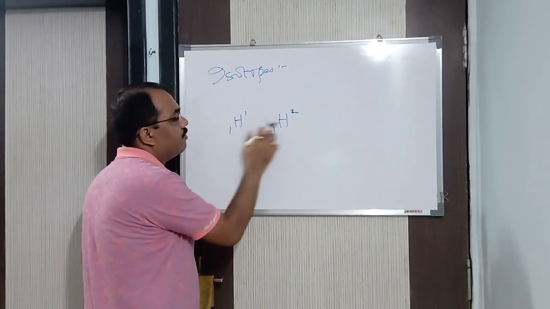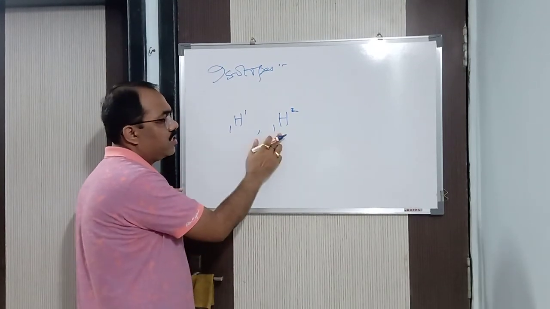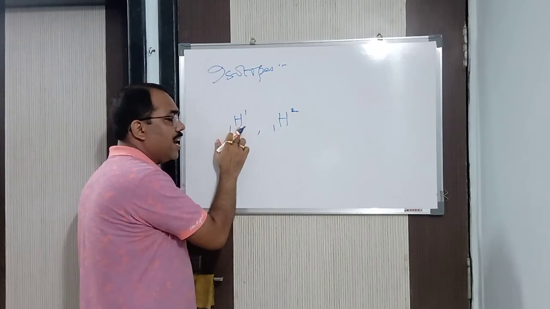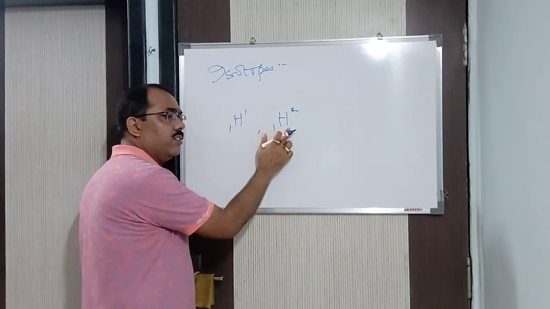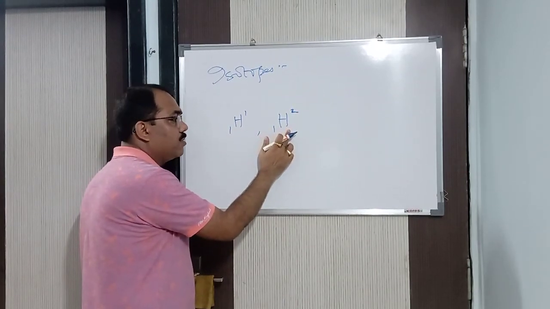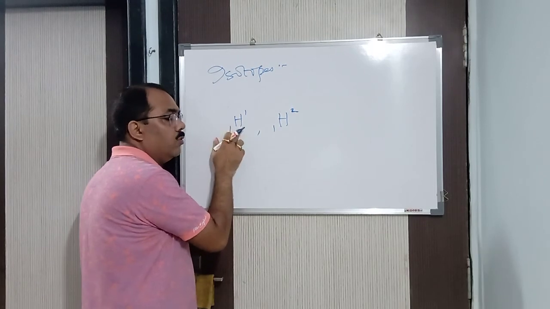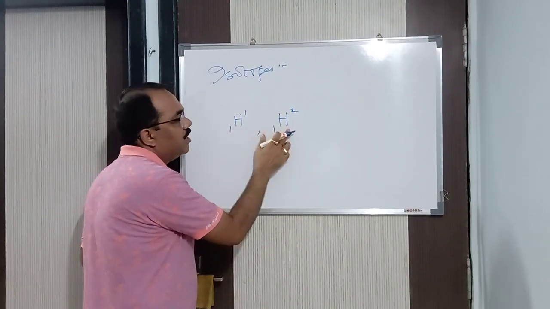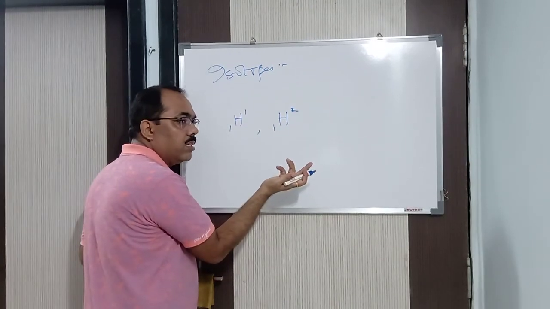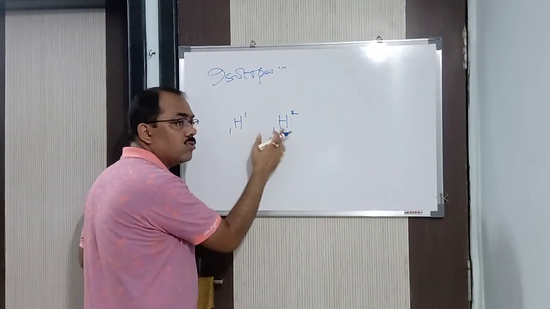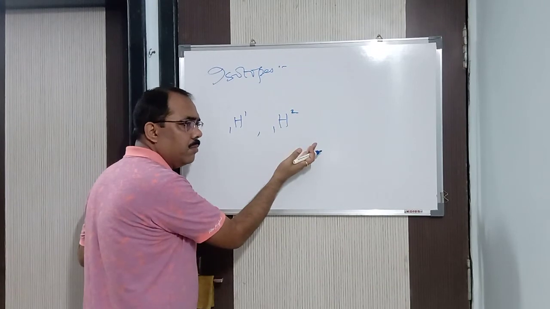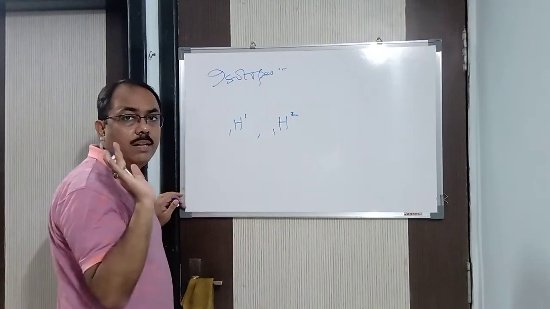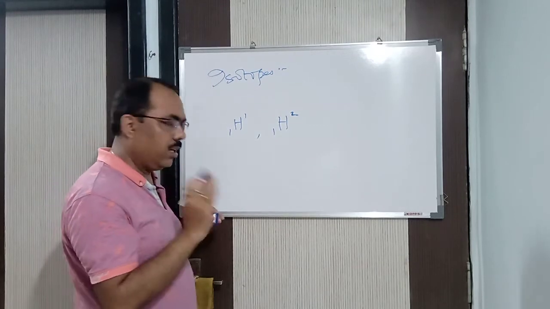So these 2 isotopes have the same chemical properties because they have the same atomic number. Whatever chemical properties this hydrogen had, this hydrogen also has the same chemical properties. Chemical properties means, suppose hydrogen burns itself, it is a combustible gas. This hydrogen also, same thing. Hydrogen is inflammable, this hydrogen also, same thing. So they have the same chemical properties, but different physical properties. Why? Because they have different mass numbers. So you need to remember this particular thing.